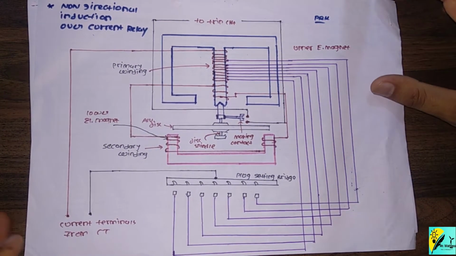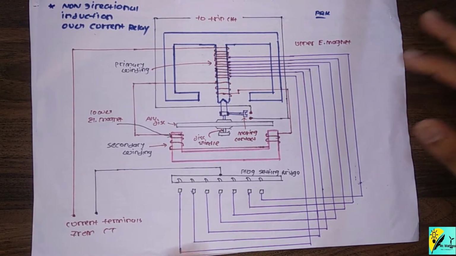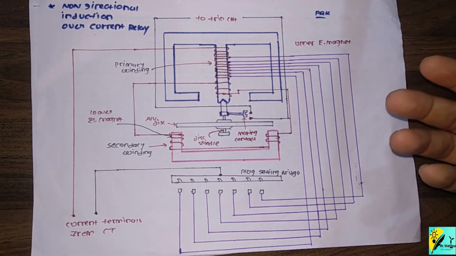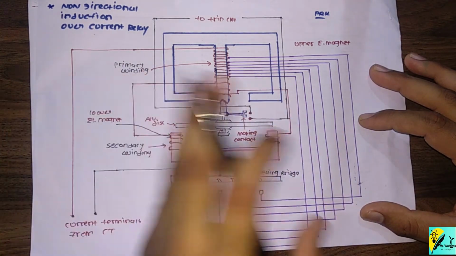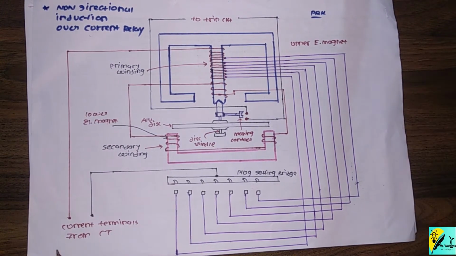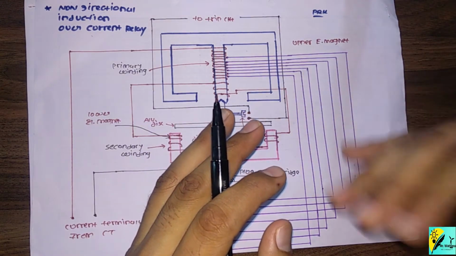So in this particular lecture we are going to discuss non-directional induction type relay. This relay is also called the earth leakage induction type relay. The overcurrent relay operates when the current in the circuit exceeds a certain predefined value, that we all know, and we keep on saying that the overcurrent relay operates when the current in the circuit exceeds a certain or predetermined or preset value.